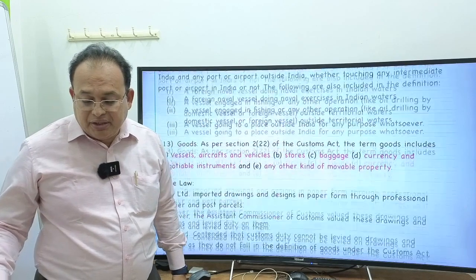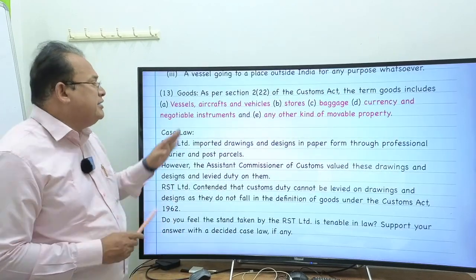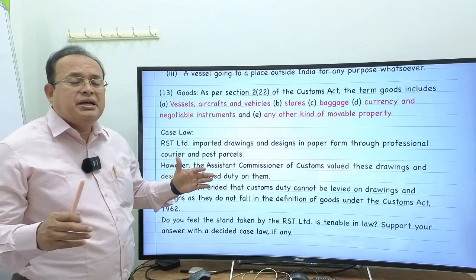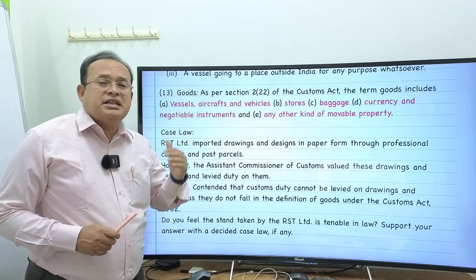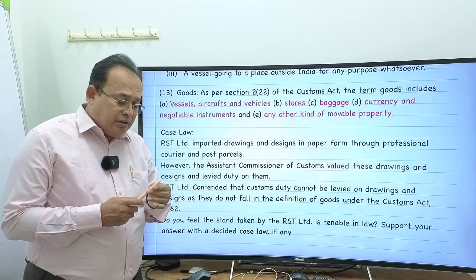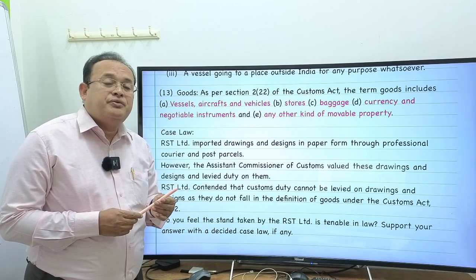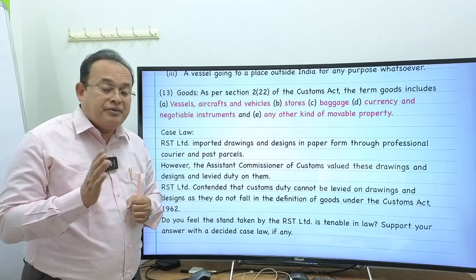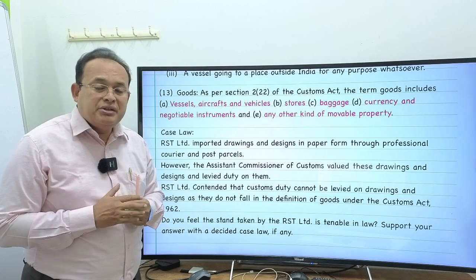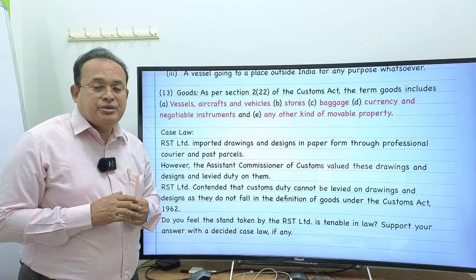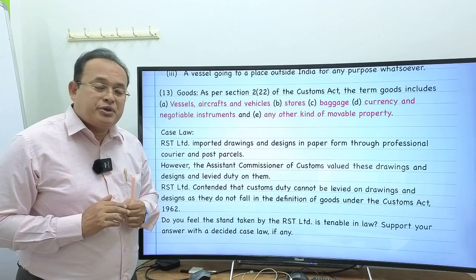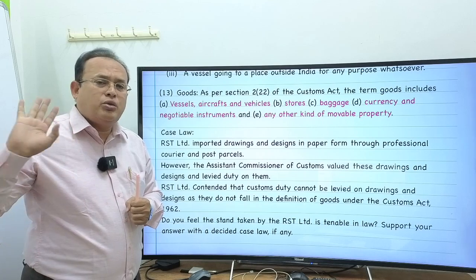Further, my dear friends, we have a definition of the term goods here, somewhat wider than the definition in our GST law. The term goods is defined in section 2 subsection 52 of the CGST Act as all types of movable goods, including actionable claims. That is one type of definition.